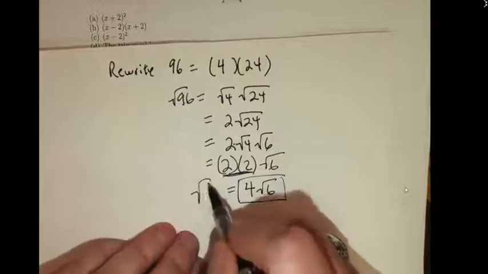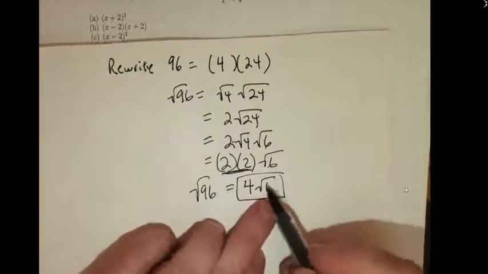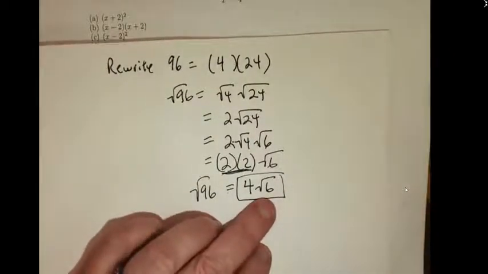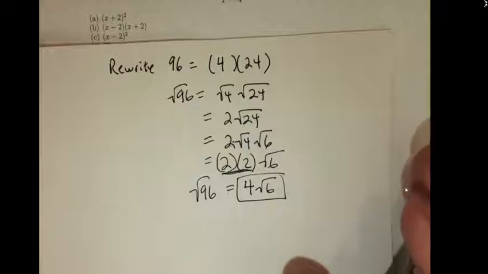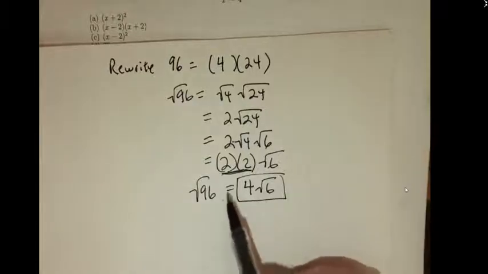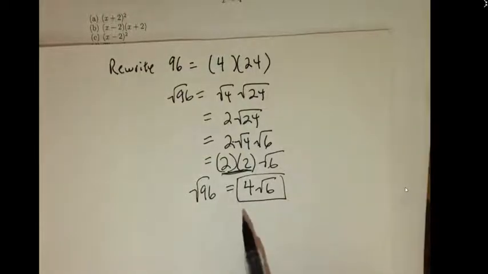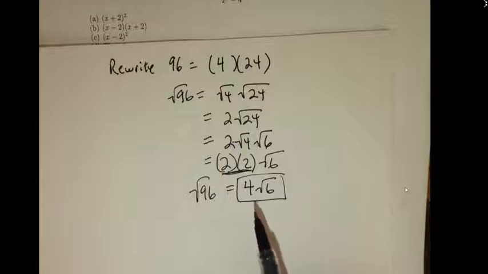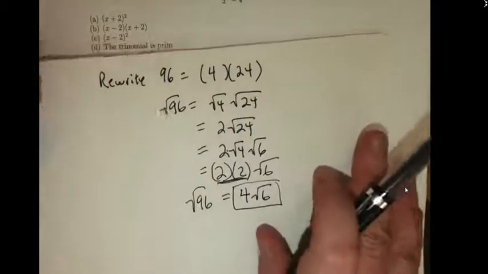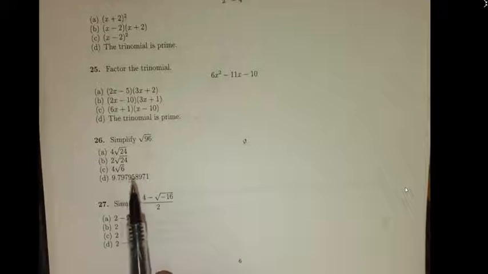So the square root of 96, and I can't do anything with 6 now. I cannot rewrite that as a product where something in the product is a perfect square. So in simplified form, the square root of 96 is 4 times the square root of 6. So the correct answer here is selection C.